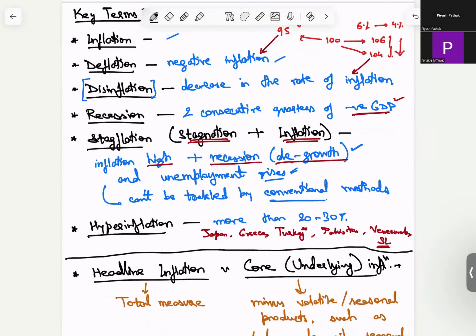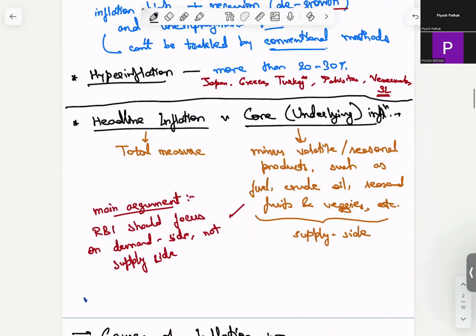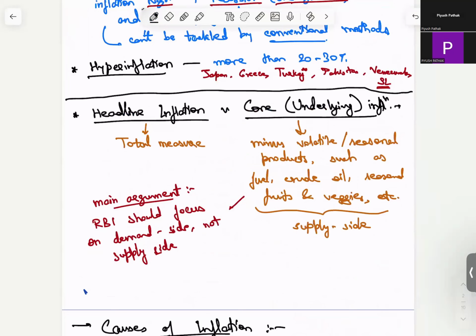These are the terms which might be asked in the exam, but looking at the previous papers, there are also lesser chances for these. Okay, one important thing is headline inflation versus the core or underlying inflation. This is another way of classifying inflation. It is as simple as that. This would make more sense when we talk about indices like CPI and WPI.